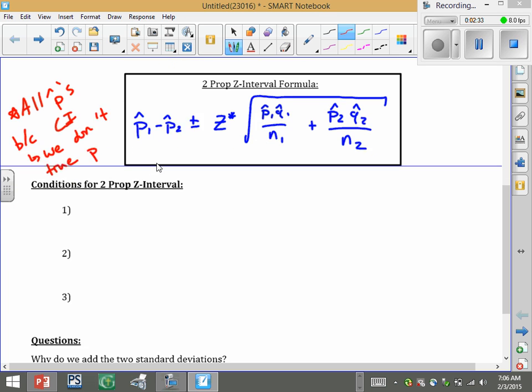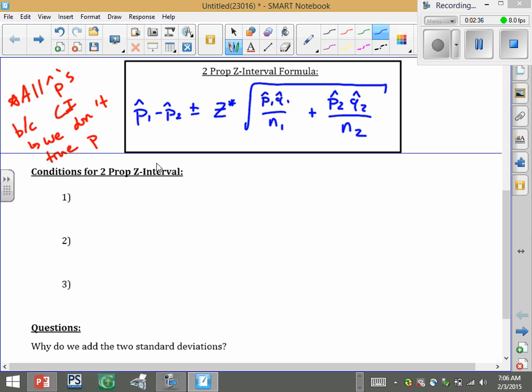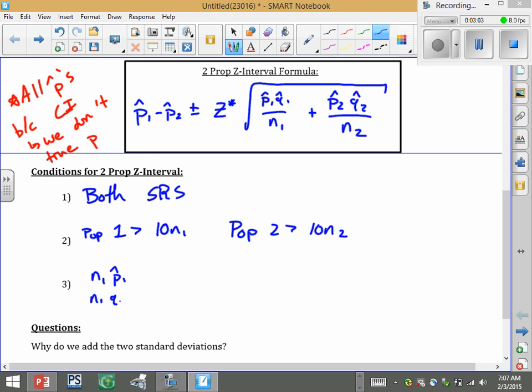The conditions are very, very similar to one proportion z interval. First, though, since we have two different sets of data, we need to make sure both are from an SRS. Here, you need population 1 to be greater than 10 times n1, and we need population 2 to be greater than 10 times n2. This is kind of the one that's a little bit different altogether. So n1 times p hat 1, n1 times q hat 1, and then we have n2 times p hat 2 and n2 times q hat 2. All of these have to be greater than 5.